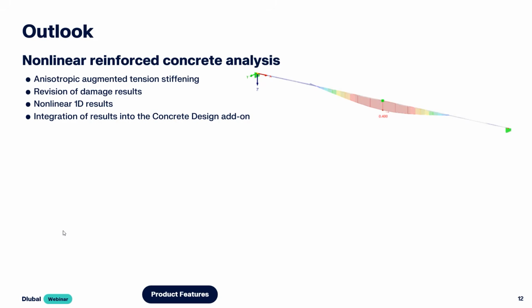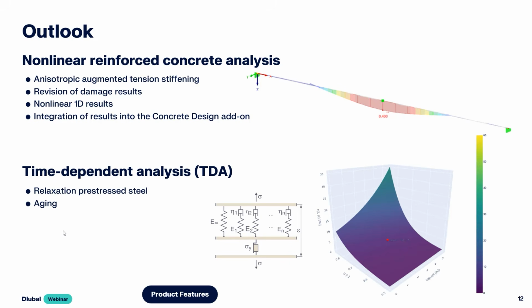Also a very necessary point is the implementation of the nonlinear 1D results as shown for the 2D results. The last but not least point on this development is the integration of the nonlinear results into the concrete design add-on. Also on the time-dependent analysis add-on, we have further development. First of all, we will implement the relaxation of the pre-stressed steel using a so-called Maxwell chain model. And also we will implement aging for concrete.